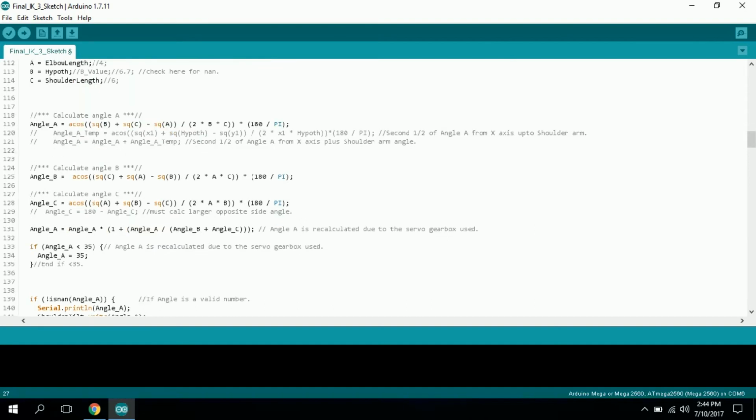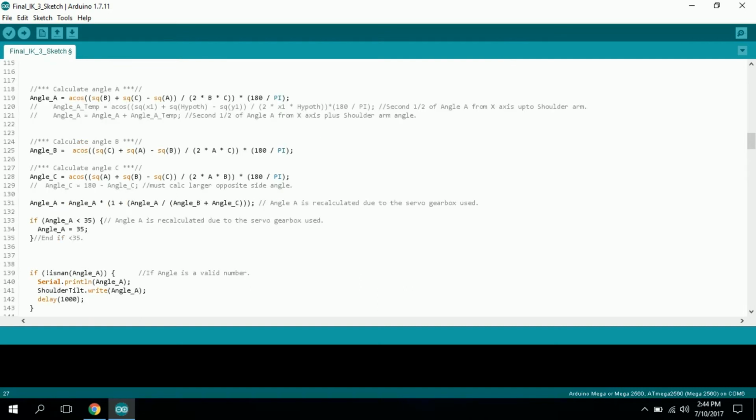Angle B is equal to A cosine of C squared plus A squared minus B squared, all divided by 2 times AC, multiplied by, again, 180 divided by pi. And I could have set this up as a variable to be degrees, but I just didn't. I guess I could have. Lastly, here's calculate angle C, which, again, is A cosine of A squared plus B squared minus C squared, divided by 2 times A times B, and then convert it to degrees.